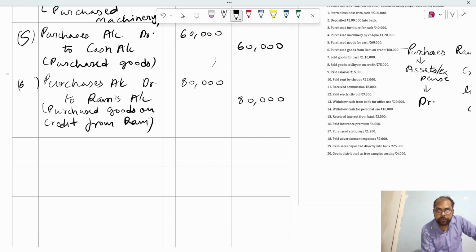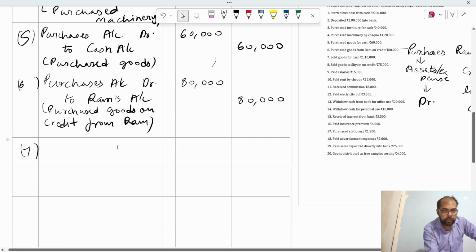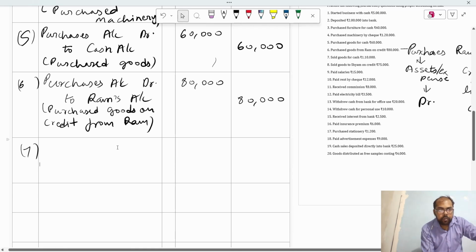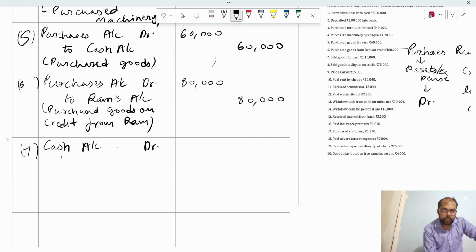Now let's do the seventh entry. Seventh entry says sold goods for cash rupees 1,10,000. Now, if we are selling goods for cash, cash is coming in. Cash is increasing and cash is an asset. Therefore, it is debited. Now, the credit account will be sales account. Why? Because sales is a revenue and increase in revenue is always credited.